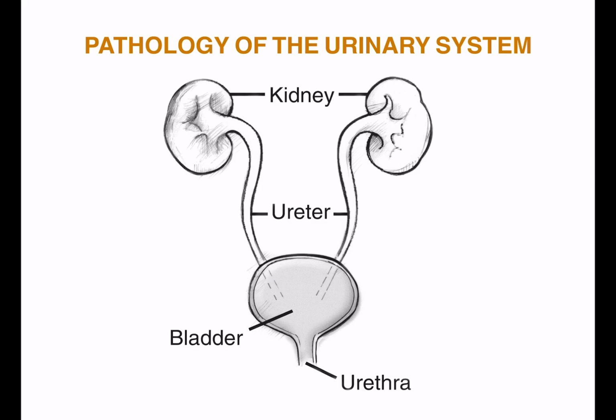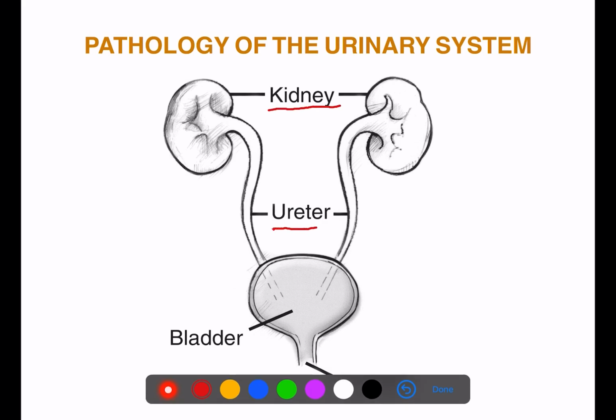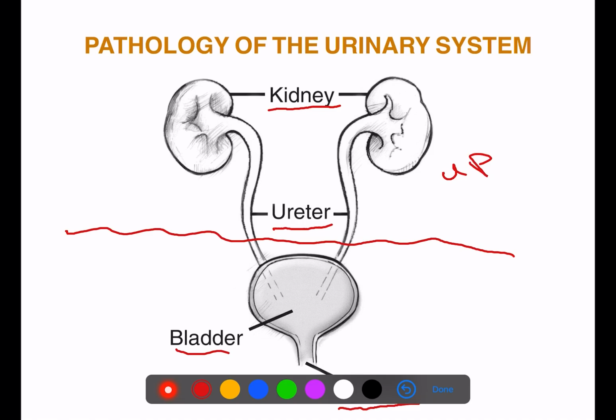The urinary system is composed of the kidney, ureter, bladder, and at last the urethra. These four major components of the urinary system are divided into two main categories. The first one is called the upper urinary system part, and the remaining parts are called the lower urinary system.